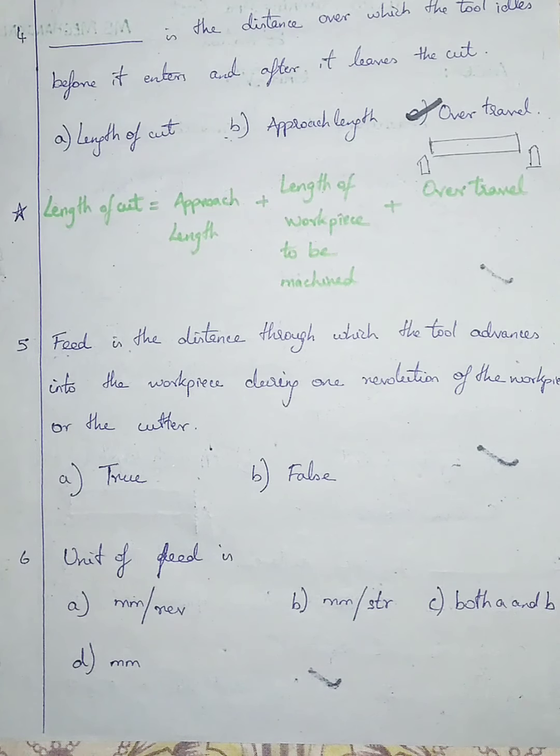Question number 5. Feed is a distance through which the tool advances into the workpiece during one revolution of the workpiece or a cutter. Option number A is given as true, option number B is given as false. Feed is the distance through which the tool advances into the workpiece during one revolution. How much cut you are giving, how much depth it should cut, how much material should be removed. That is the meaning of feed. Feed is the distance through which the tool advances into the workpiece during one revolution.